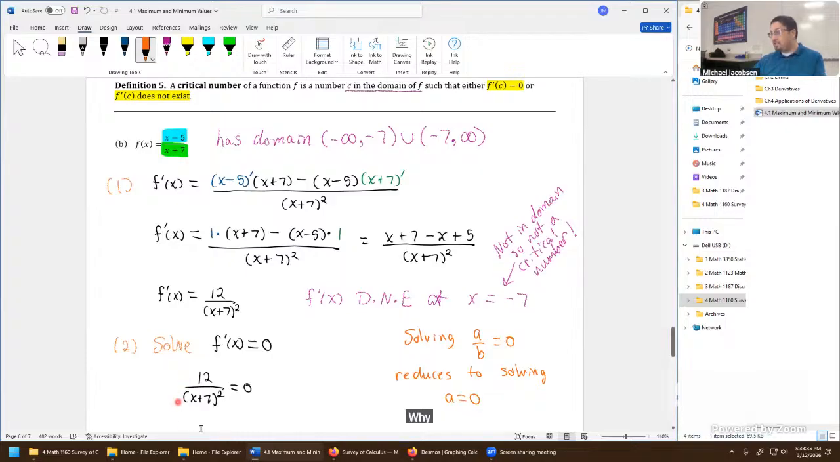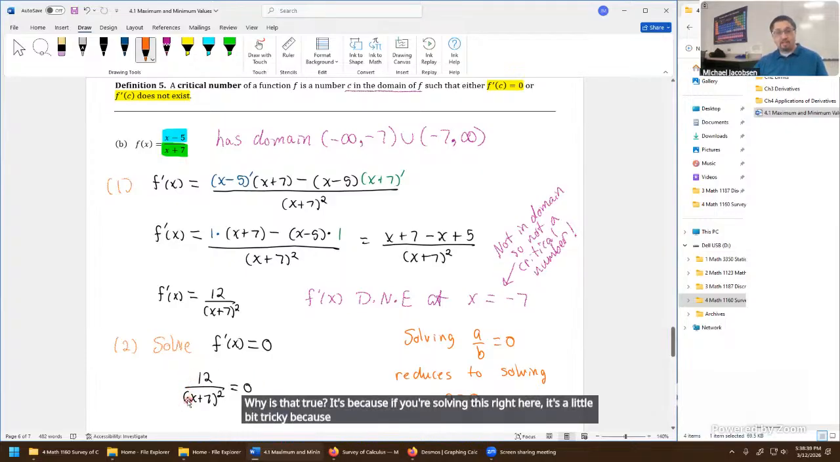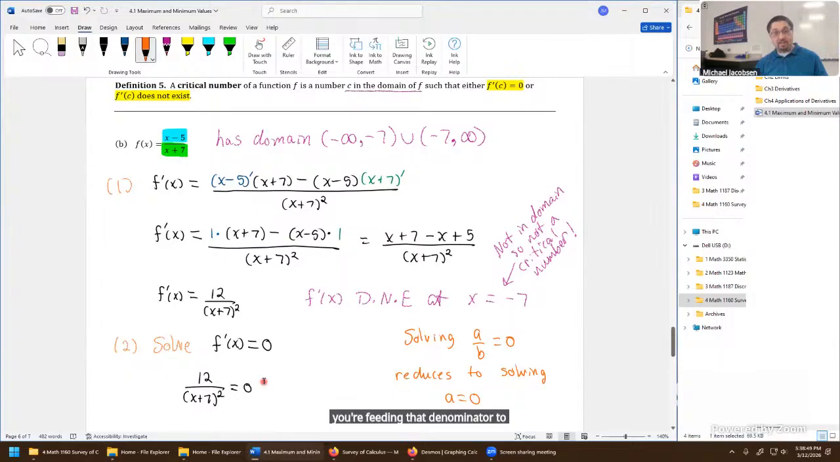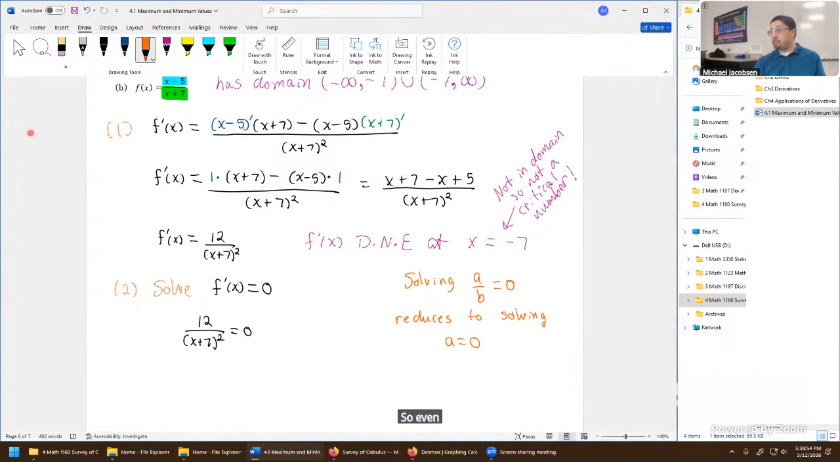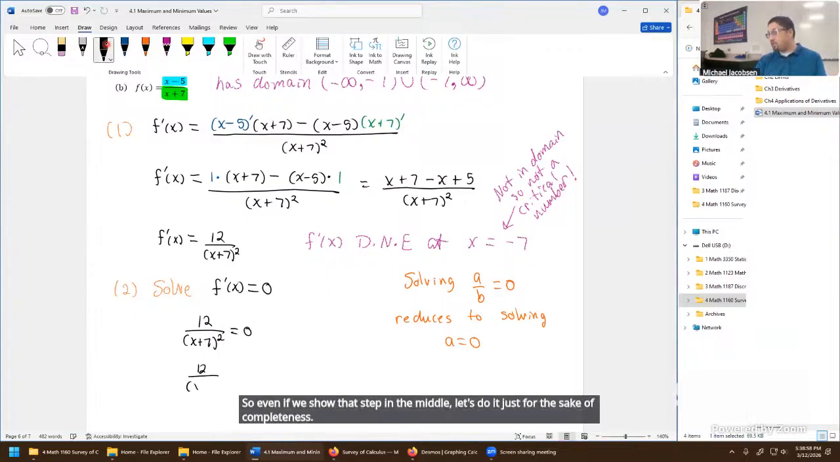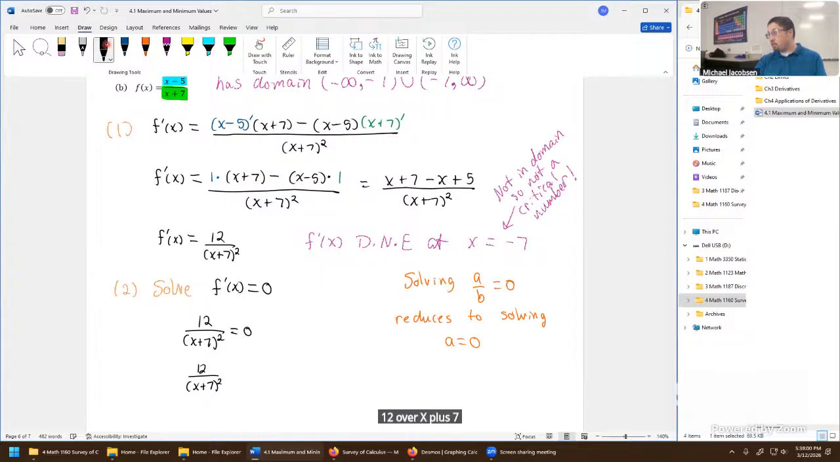Why is that true? If you're solving this, it's a little bit tricky because there's a fraction, but you could just clear the denominator. You can multiply both sides by (x+7)^2, which cancels on the left-hand side. You're feeding that denominator to 0, it just gets annihilated on the right-hand side. It's still 0. So even if we show that step in the middle, let's do it for the sake of completeness: 12 over (x+7)^2 equals 0.